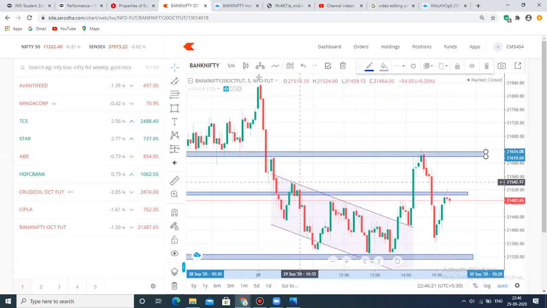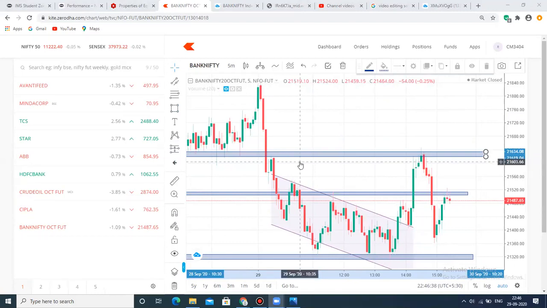Now what has happened is you can see right around over here, it has formed a very good price action pattern. It's formed a double bottom. One bottom, two bottoms. It's formed a double bottom pattern. So how do we trade a double bottom pattern? That is going to be the next question most of you traders are going to have.